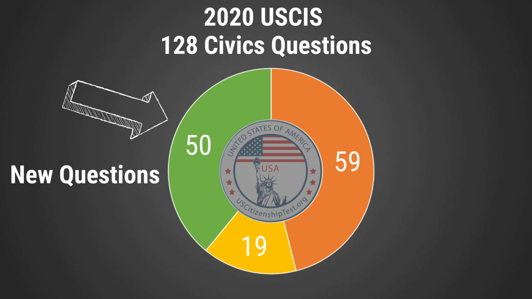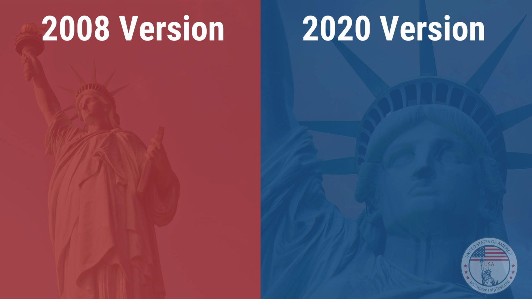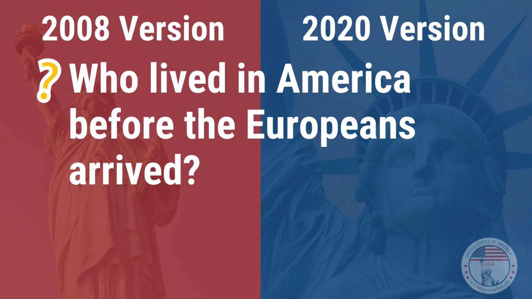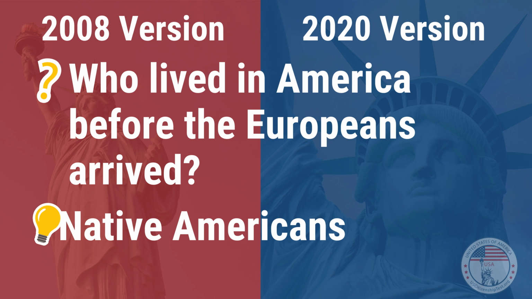That's a lot. Let's go over some of the old questions that are still part of the 2020 version. For example, how many voting members are in the House of Representatives? The answer is 435. Another question is, who lived in America before the Europeans arrived? The answer is Native Americans.